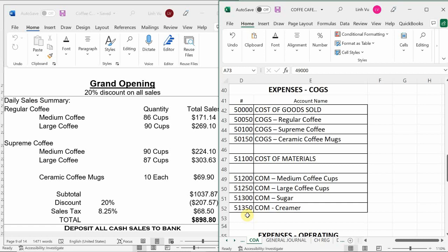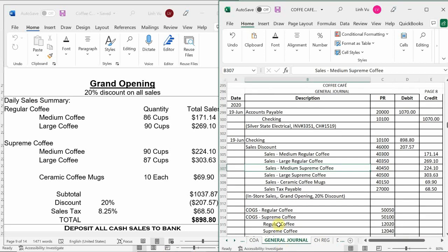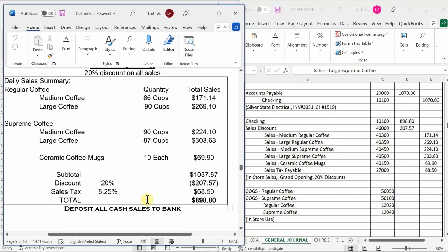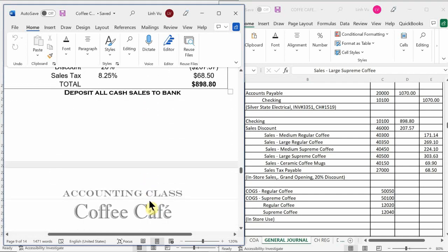Okay. Now, of course, we are assuming that these are going to be adjustment entries. We're going to call it cost of materials. So at the very end of the accounting period, we will calculate how many cups we have used, and it's the same thing with all the coffee and all the creamer. So with that being said, we don't need to worry about the cost of the coffee cups just yet. We can hold that off until the end of the accounting period.